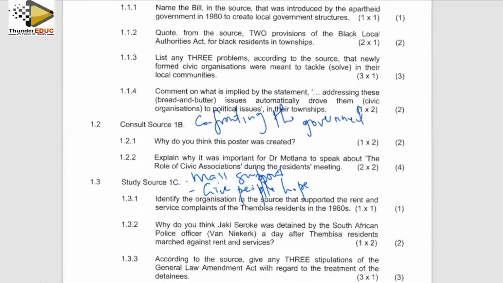Let's go to our question. The first question, identify the organization in the source that supported the rent and service complaints of Tembisa residents. Right, if we go to that one there, I think that one is a level 1 question, which is a simple question, an extraction, a 1 by 1. We want an organization that supported the rent and service complaints.